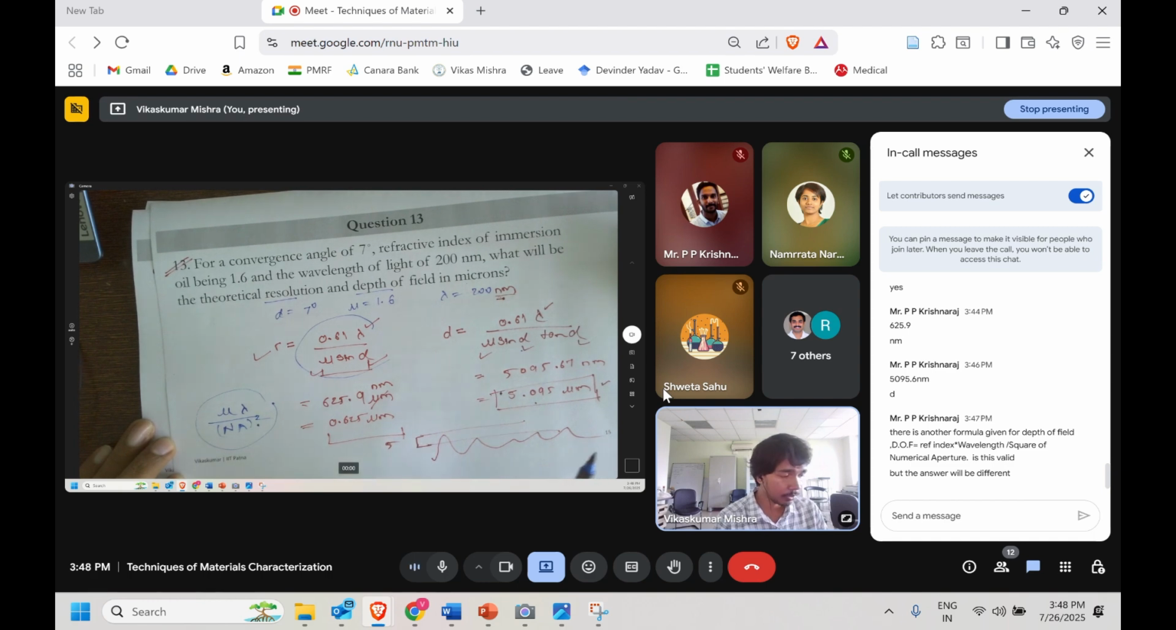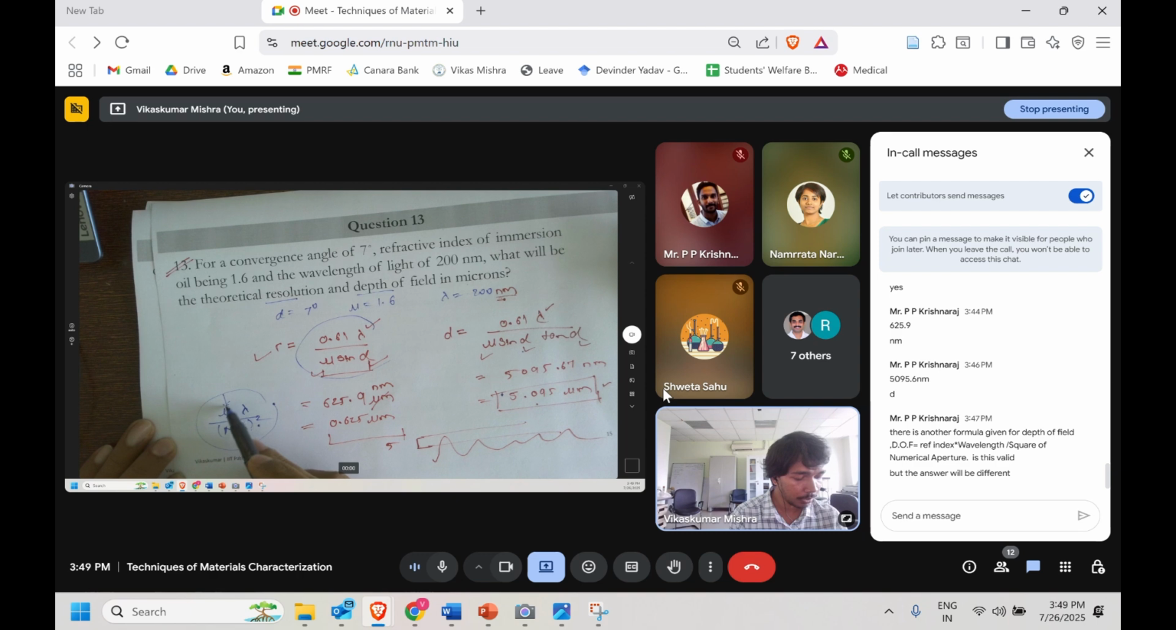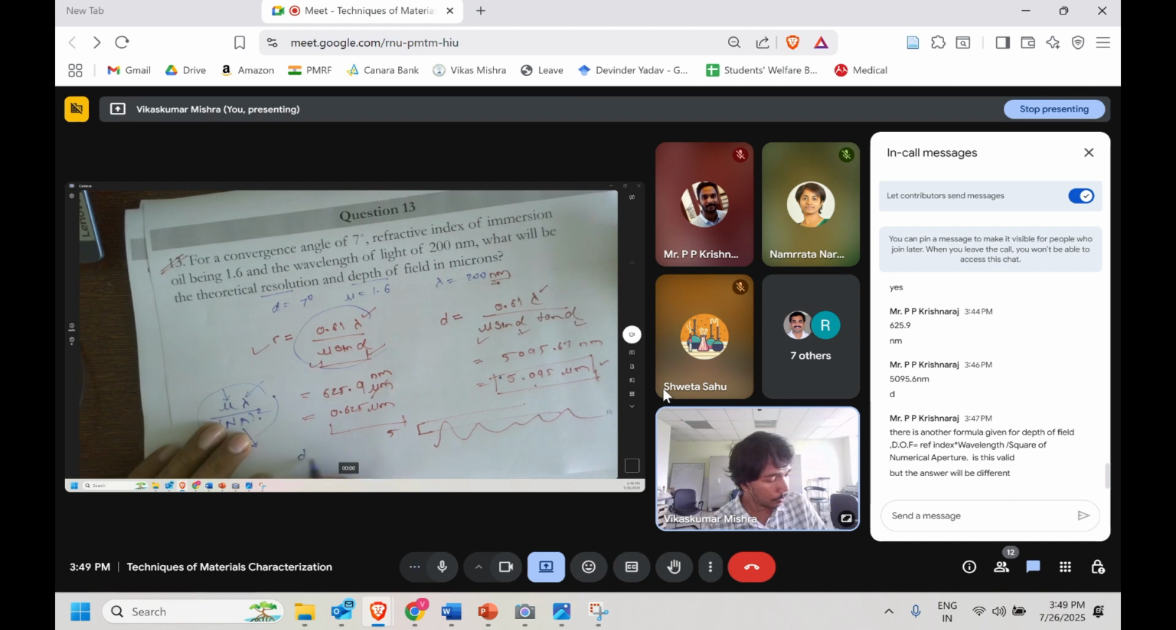Okay, since it's not working out, let's see the units. Numerical aperture doesn't have any unit. This also doesn't have any unit. So lambda is the one having the unit. This is correct. Okay, let's try to break it down.